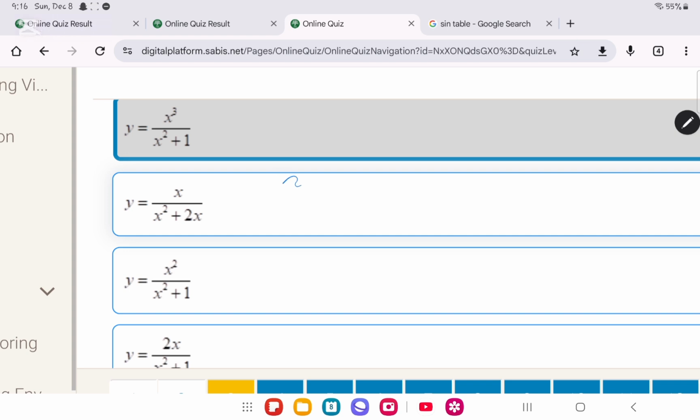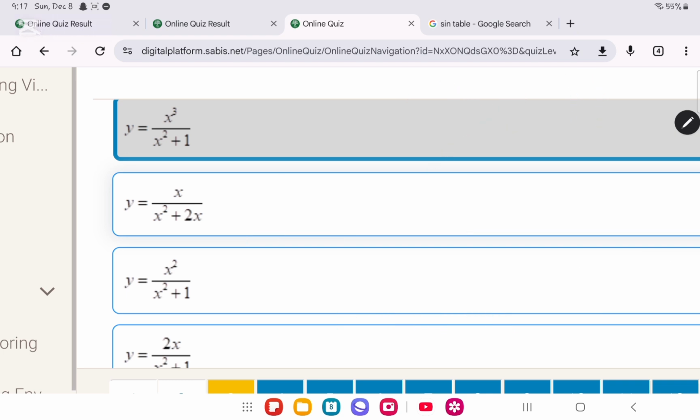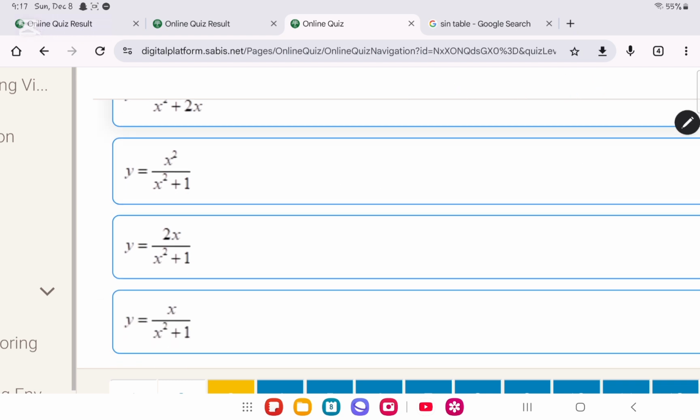If we move here and you put 1 in the beginning, you're going to have 1 divided by 1 squared plus 2 times 1. So that's 1 over 3. However, if you put minus 1, you're going to have minus 1 divided by minus 1 squared plus 2 times minus 1, which is then minus 1 divided by minus 1, which is 1. If you multiply this by minus, you're going to get 1 over 3 is equal to minus 1. This doesn't make sense, so definitely this is not an odd function.